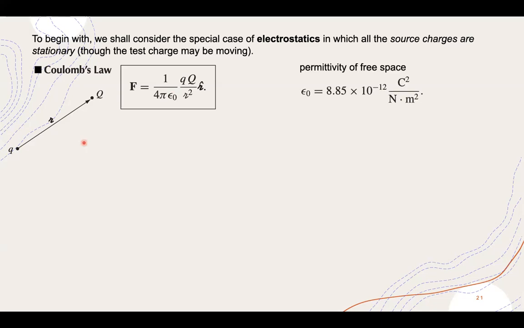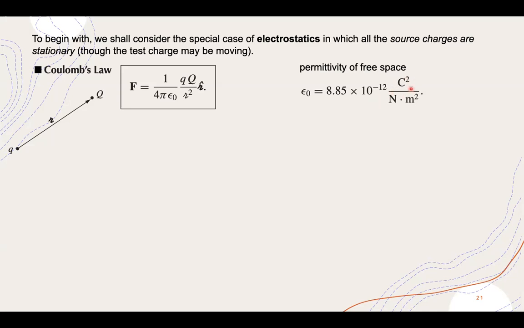And ε₀, epsilon naught, is the permittivity of free space, and it is given as 8.85 times 10 to the power minus 12.